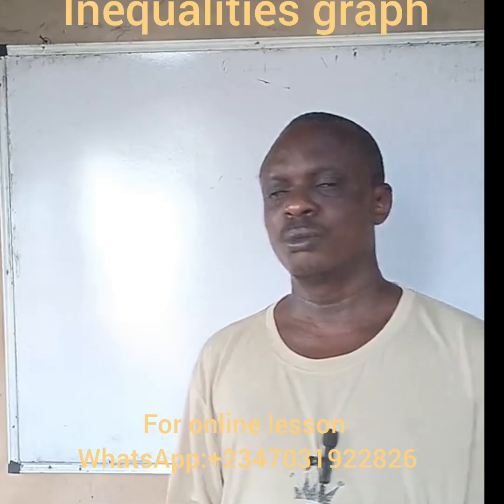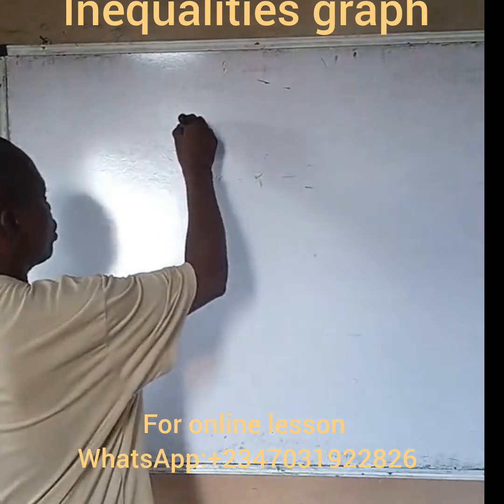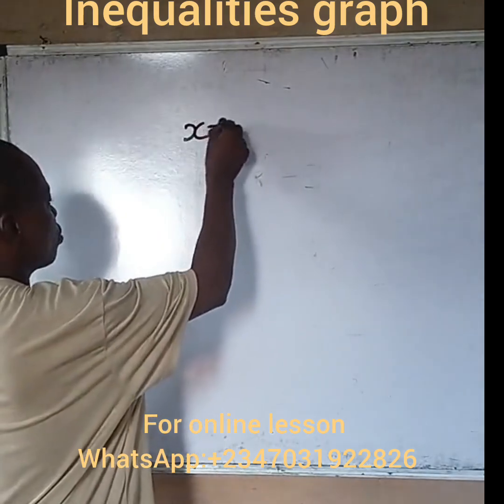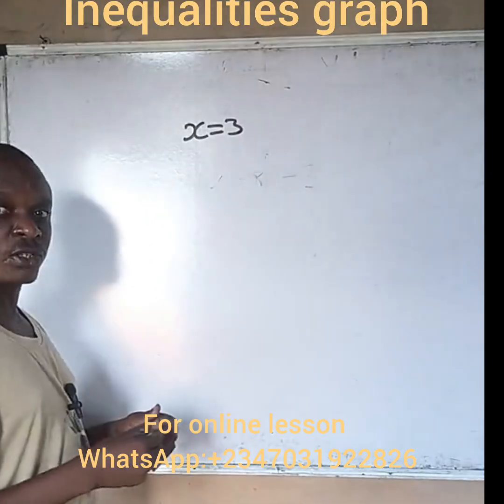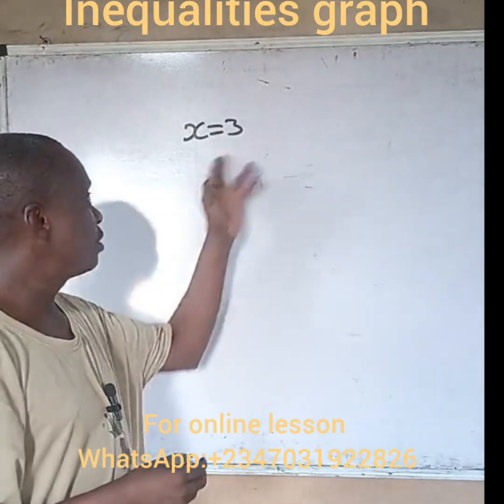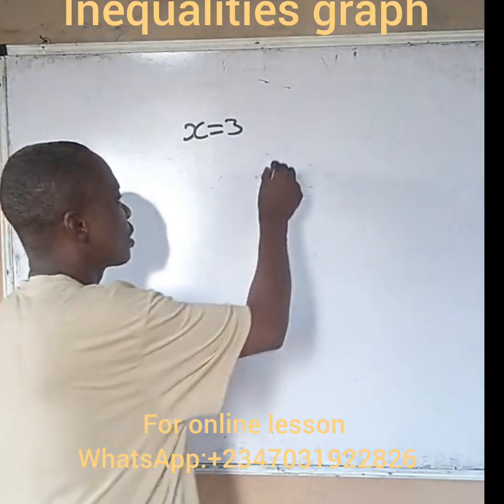Now let's see, if we are asked to plot this in a graph, x is equal to 3. Yes, you can be asked to draw the line of x equals to 3. How do you draw the line of x equals to 3?